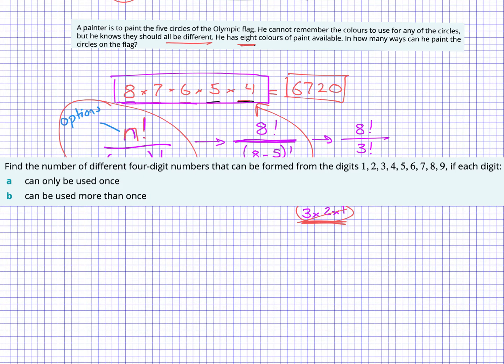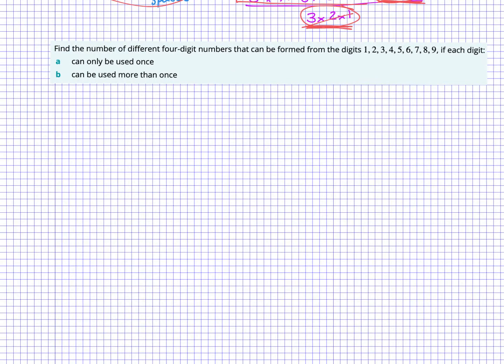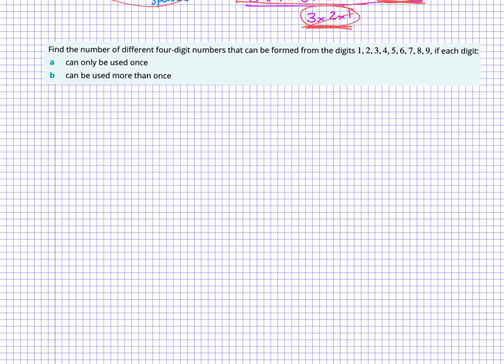So have a look at another example here. Find the number of 4-digit numbers that can be formed from these digits here if each digit can only be used once. So I have 4 digits to make a number. I can use, say, 1, 2, 3, 4, 5, 6, 7, 8, 9. So I have 9 available slots there, which means I have 8 there, 7 there, and 6 there. Okay, so I can multiply those together, and I can work out that that is 3024.